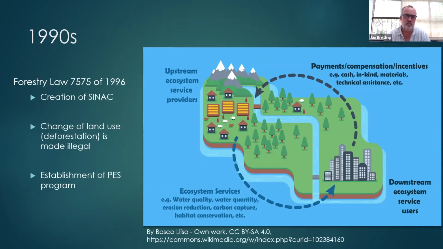In the schematic on the right, you see that urban dwellers, or whoever benefits from environmental services, pay to these landowners who protect their forests and provide ecosystem services to the downstream ecosystem service users. That was the logic of this. And again, I will not go too deeply into that because we can have a long conversation about the PES program in itself.